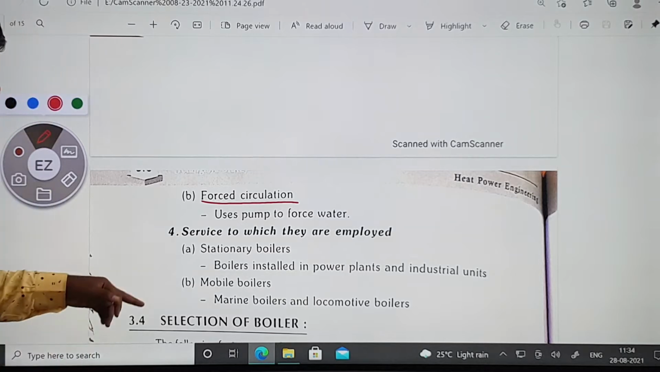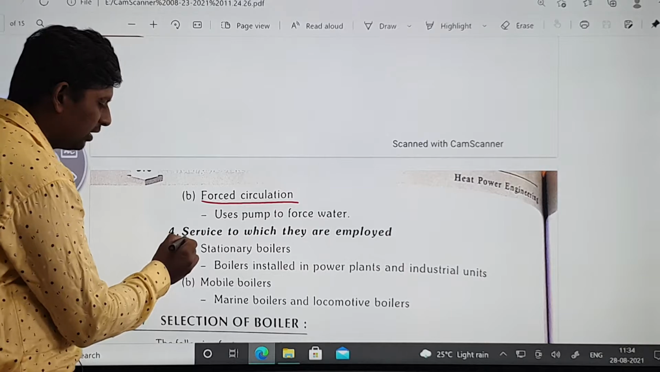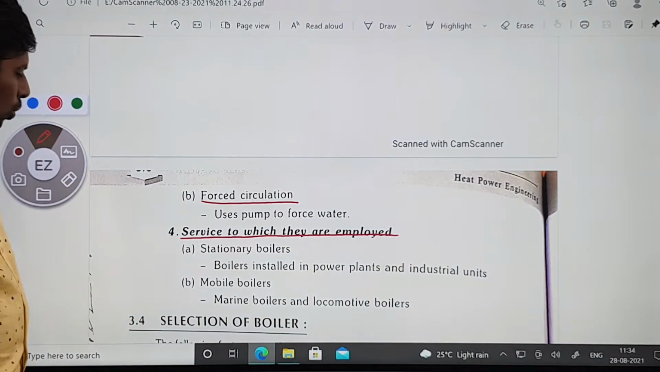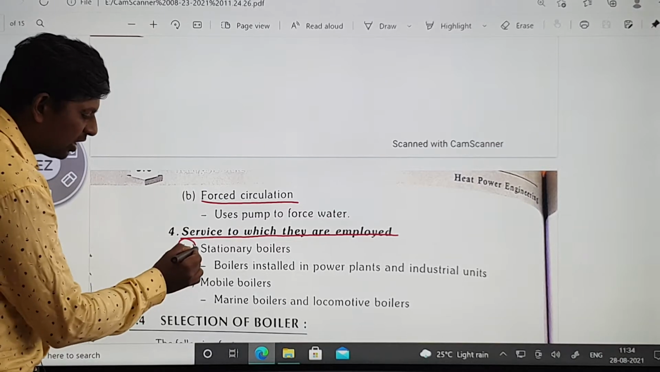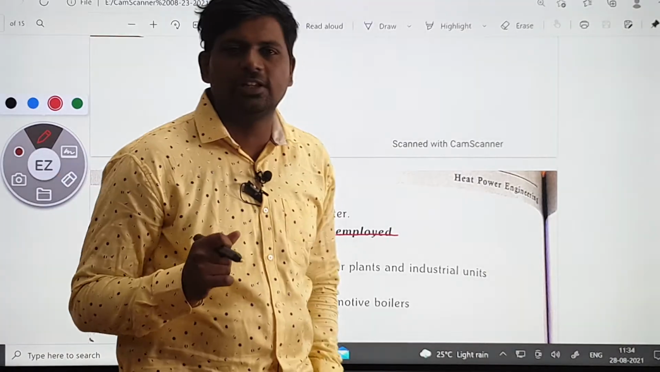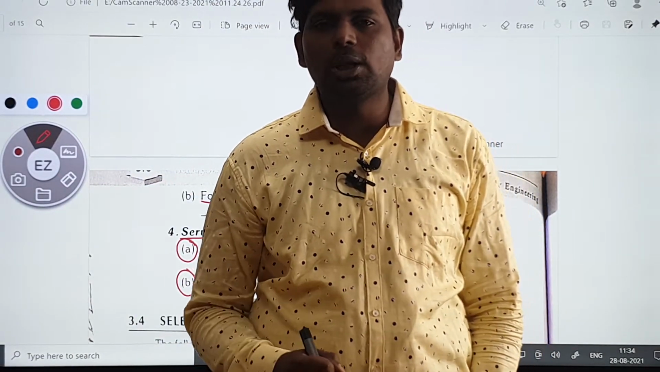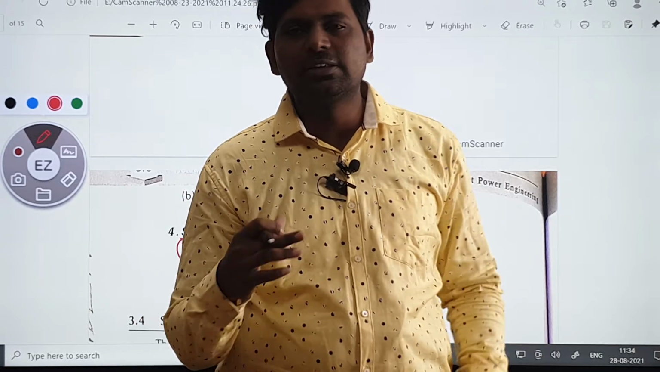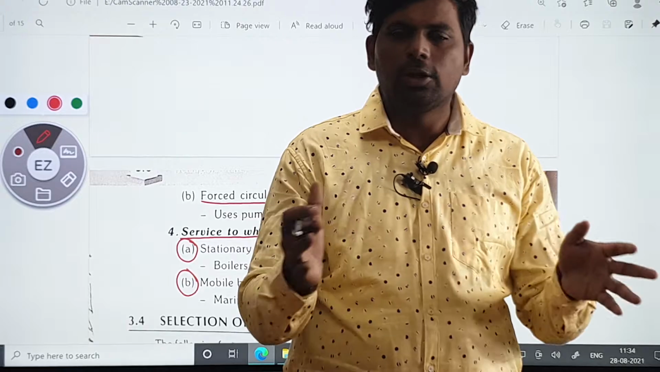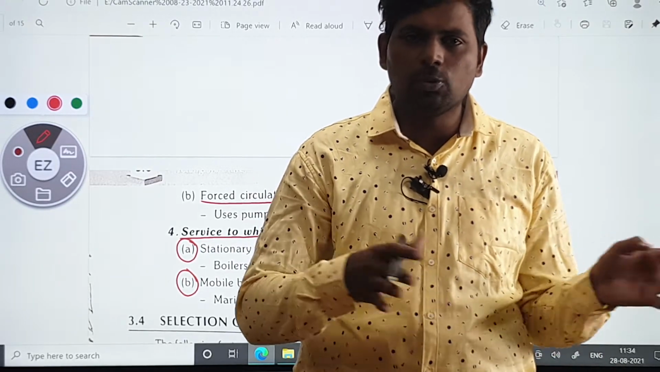After that, the last one is the selection to which they are employed. Two types are there: the first one is the stationary boiler, the second one is the mobile boiler. What is a stationary boiler? A stationary boiler means a big type of boiler. You can't move that boiler. If you place it at one place, you have to keep it like that only.